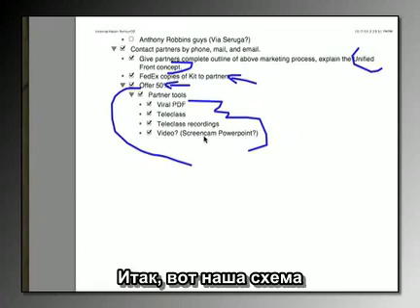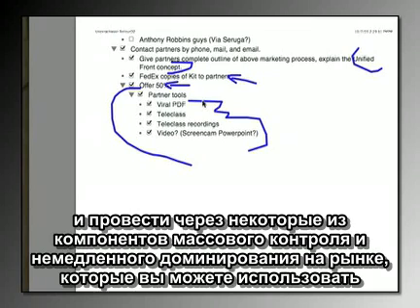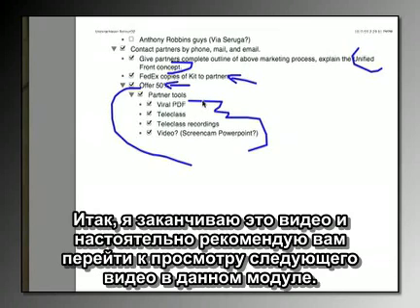So that's our outline. Now I'm going to show you another video where I explain some of the components that are in this outline and go over some of the components of mass control and of dominating markets immediately that you can use, and show you how they relate to this particular outline. So I'm going to end this video and urge you to watch the next video in this particular module.